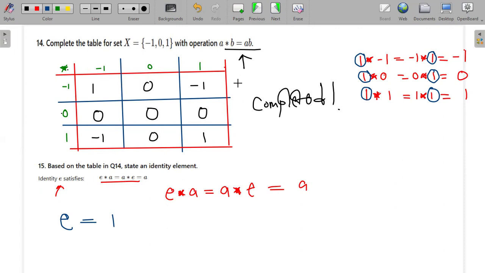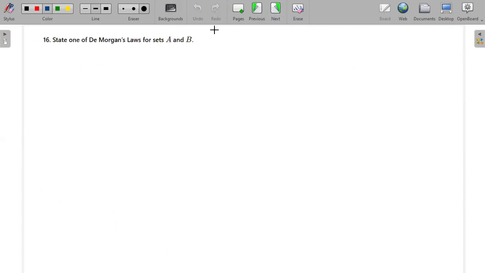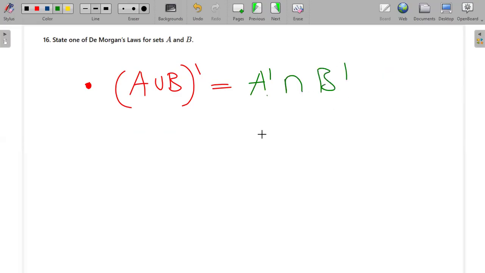Okay, and then question 16. Here, this one is very simple. They're saying state one of De Morgan's laws. So we can even state 2 of them here so that you choose whatever you want. So A union B complement is the same as, I distribute this complement to everything inside there. So it will be the same as A complement intersection B complement.